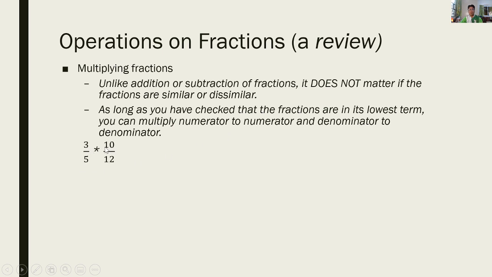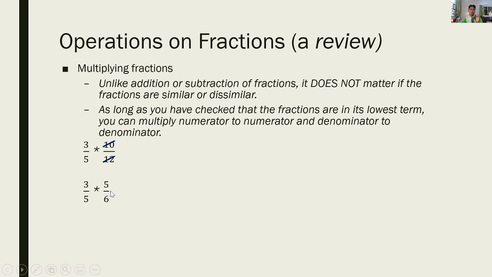Alright, let's try to have an example. 3 over 5 times 10 over 12. Focus muna tayo individually sa fraction. If you can simplify, lowest term. 3 over 5 is already in the lowest term, so we simply copy it down. 10 and 12, we can still simplify it in the lowest term. Both are divisible by 2, which means 10 divided by 2, we come up with 5. 12 divided by 2, we come up with 6. So we can cross it out and write the values. There we go. So 3 over 5 times 5 over 6.